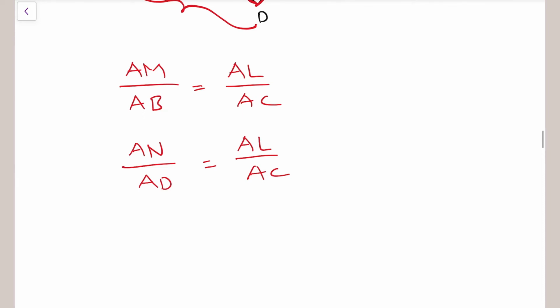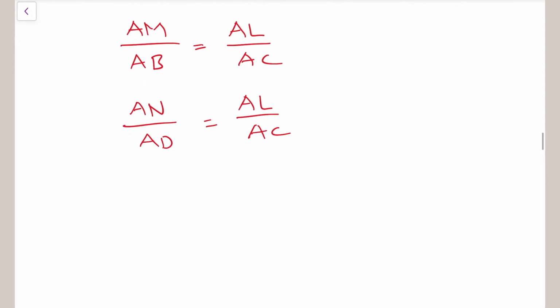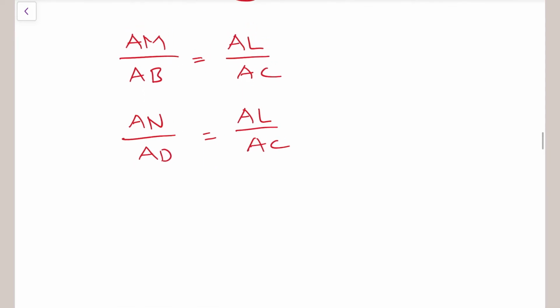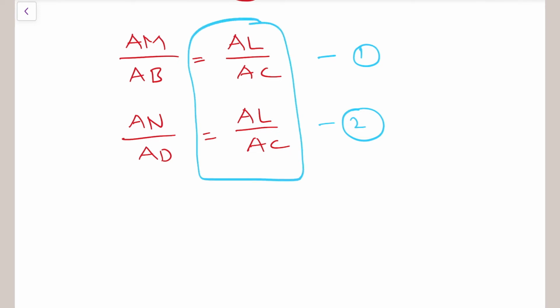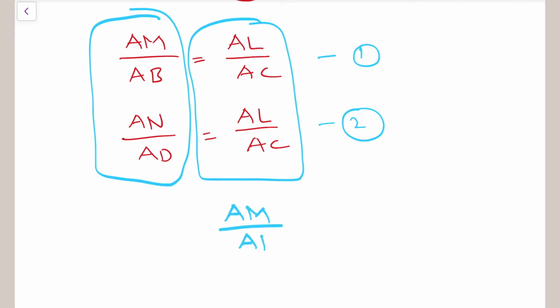From the upper triangle, we got AM by AB equals AL by AC, and from the lower triangle, we got AN by AD equals AL by AC. Now, if we observe these two equations clearly, is there anything common in these two equations? Of course, yes. AL by AC equals AL by AC. So, if these two are equal to the same thing, then definitely these two are also equal to each other. So, AM by AB equals AN by AD, hence proved.